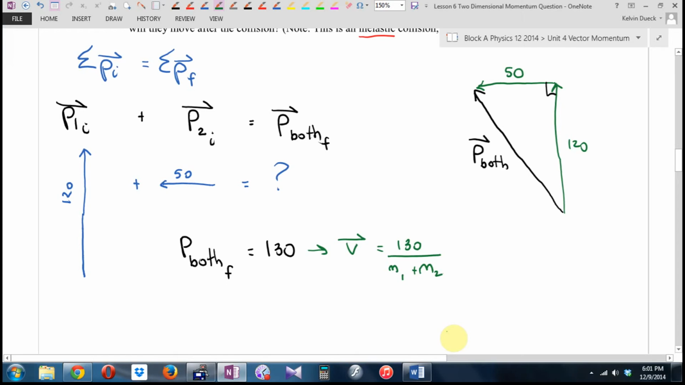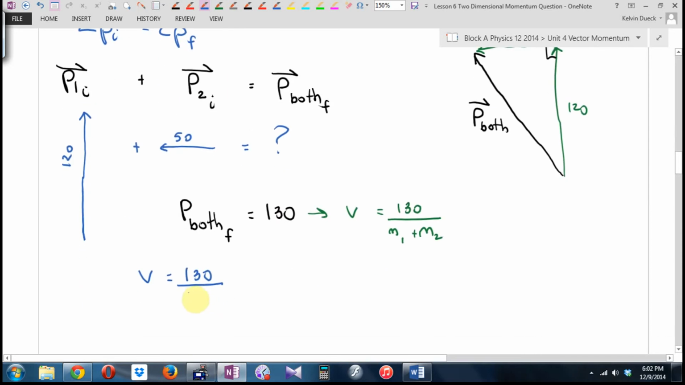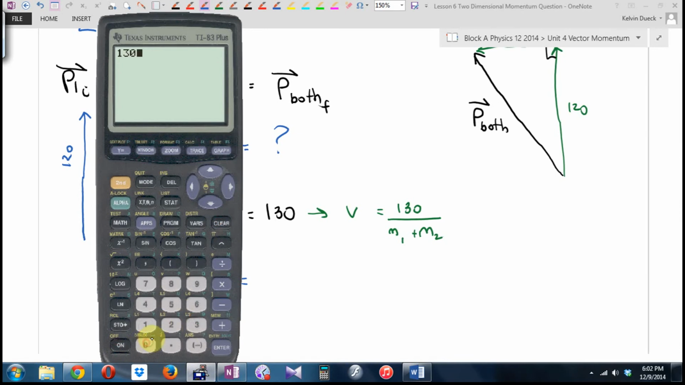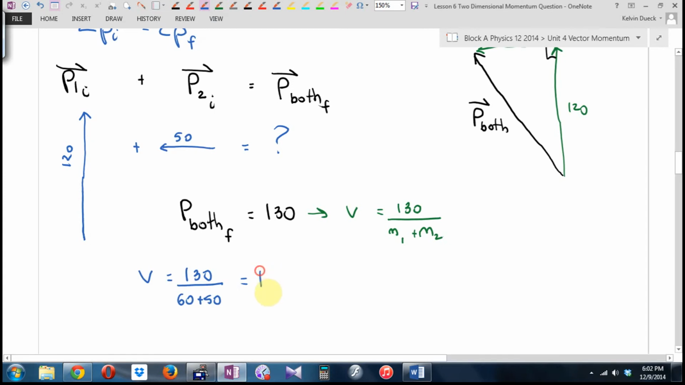That's actually not the velocity. That's only going to be the speed. To get the velocity, I'll have to do a theta, get an angle. But right now, I can say the speed is going to be 130 divided by, how big was the first hockey player mass-wise? 60 and 50. 130 divided by, well, 110, 60 plus 50. They move off together with a speed of 1.18 meters per second.